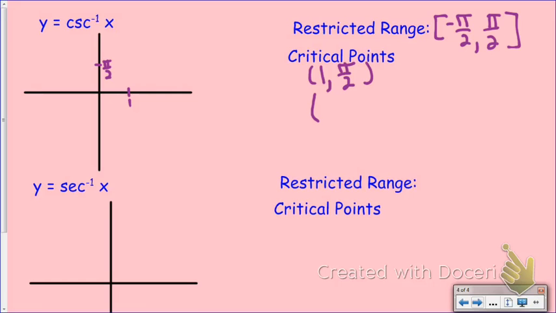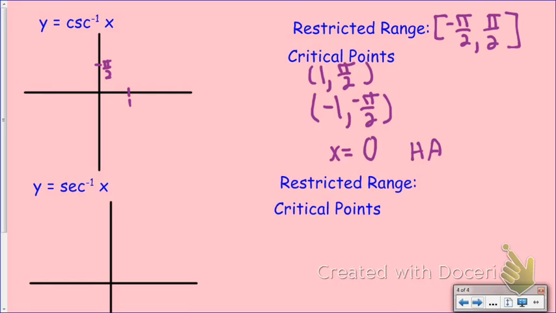Another point I would plot that's in that restricted range, if I go down to negative pi over 2, the cosecant of negative pi over 2 is negative 1. So that's one of my critical points. All right, and then another critical point that I'm going to need to plot would be an asymptote. Because if I were to plug in 0 here, 0 falls in that restricted range, but the sine of 0 was 0, which means that the cosecant of 0 is actually undefined, which means that x equals 0 is going to be an asymptote, a horizontal asymptote.